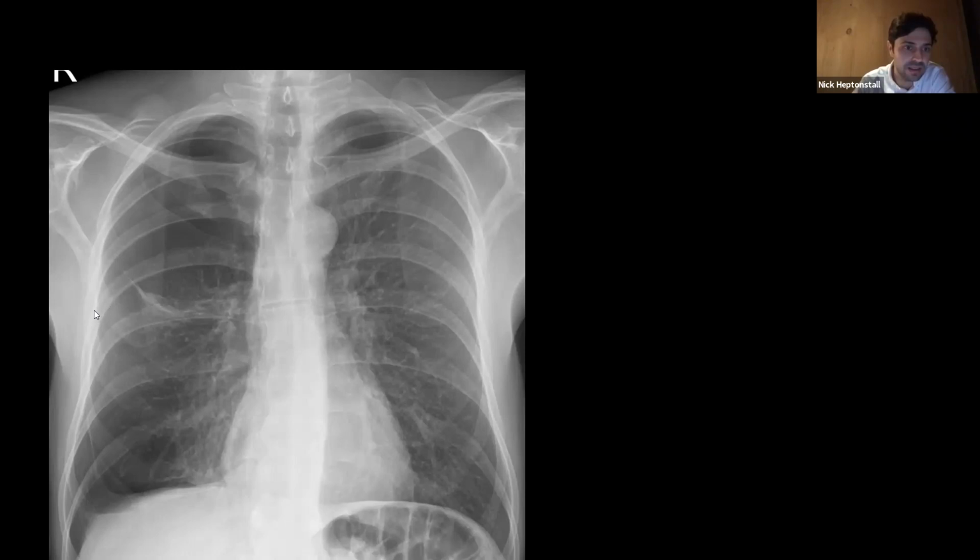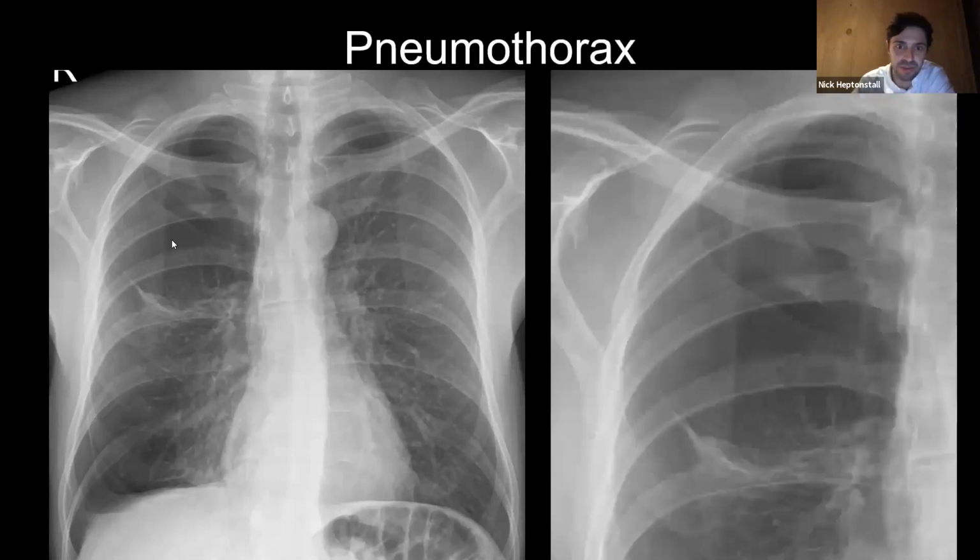Now, it's not projecting too well, but there is a line going along here. I'll zoom in a bit for you. So you can see there's a line along here. On my screen, the image quality is a lot better. But anyway, this is a pneumothorax.